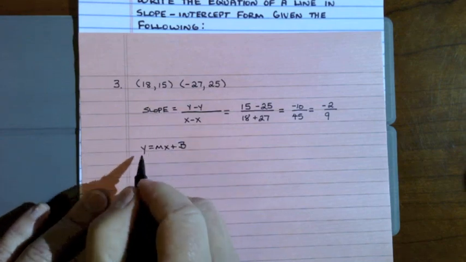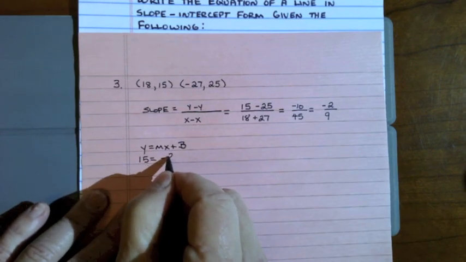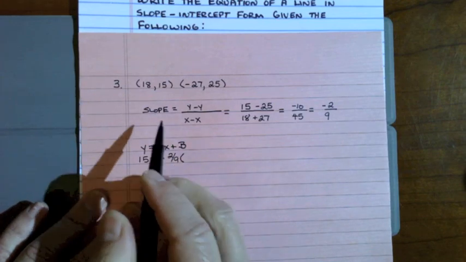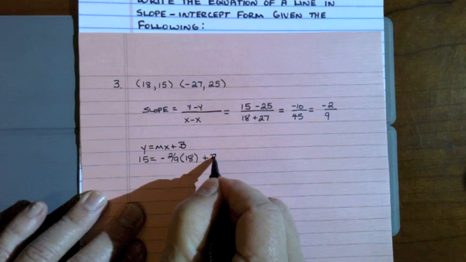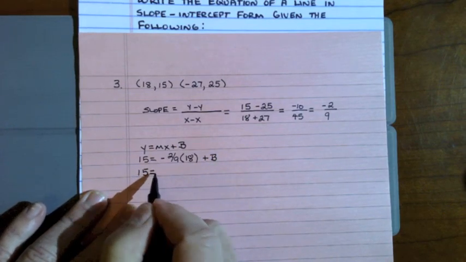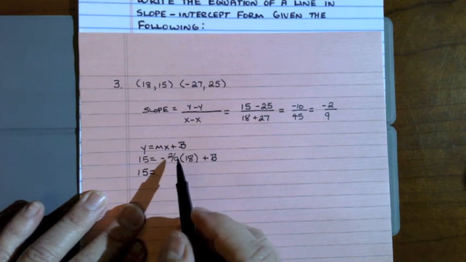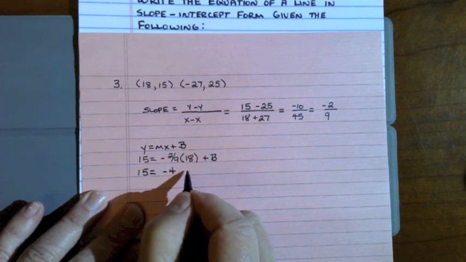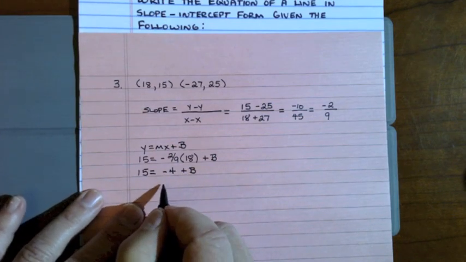My first y, 15. My slope, negative 2/9. My first x is 18 plus b. So I'm going to use that technique right here. I'm going to take 18 divided by 9 is 2. 2 times negative 2, negative 4 plus b. I need to solve this for b.